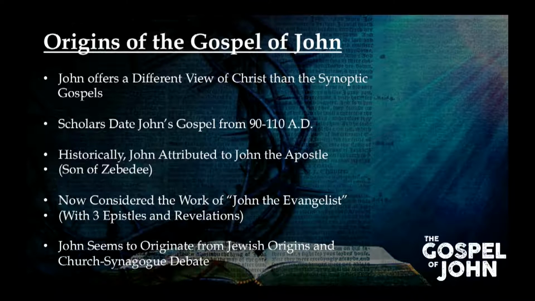What are the origins of John's Gospel? Well, modern biblical scholars do see that John offers a different view of Christ than the Synoptic Gospels. That seems to be universally true, and scholars will date John's Gospel from about 90 to 110 AD, which makes it the latest of the four Gospels chronologically. So it was written conceivably a good 60 to 80 years after the death of Christ, which suggests very probably that it is not the Apostle John, the son of Zebedee, who wrote the gospel.